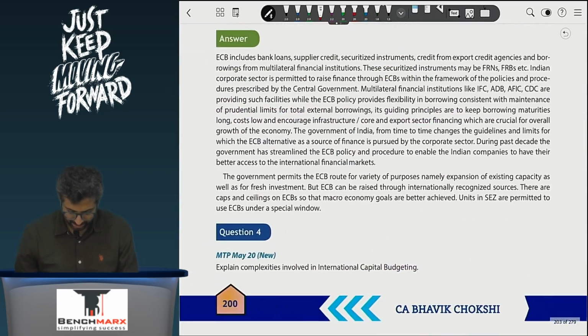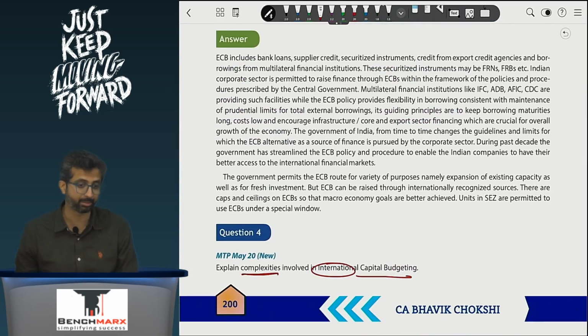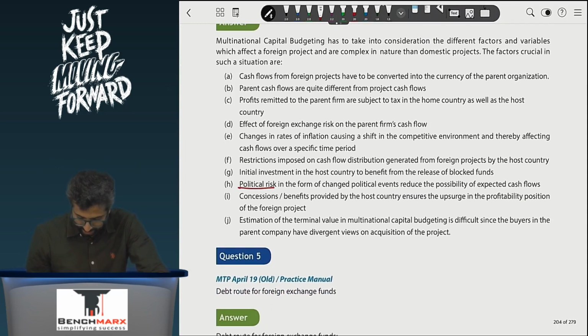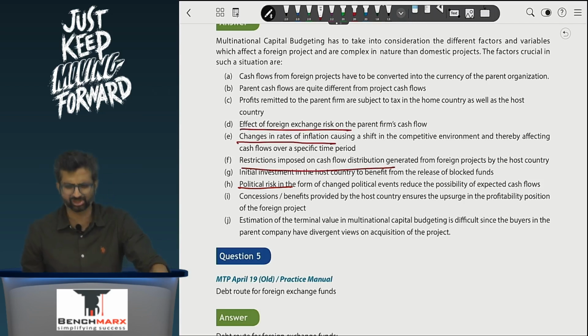Okay. Next, you have: explain the complexities involved in international capital budgeting. In the IFM chapter, we have done sums involving international capital budgeting. You have to predict the inflation in different countries, the discount rates in different countries, the possible foreign exchange rates that can change. All of that is only on the exchange front. Apart from that, there can be repatriation. Money may not be repatriated back. There may be some restrictions. There can be double taxation. There can be withholding tax. There can be political risk. There can be so many other things which increase the complexity in an international capital budgeting decision vis-a-vis a regular capital budgeting decision. So over here, you'll have political risk, restrictions imposed on cash flow distribution, changes in inflation, effect of foreign exchange. Write 4-5 points, more than sufficient. So these are common points that we can see.